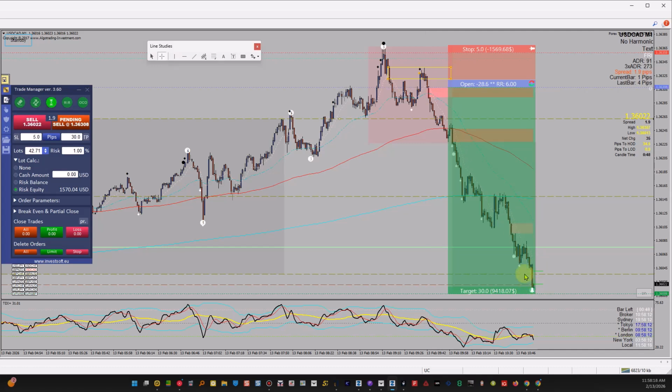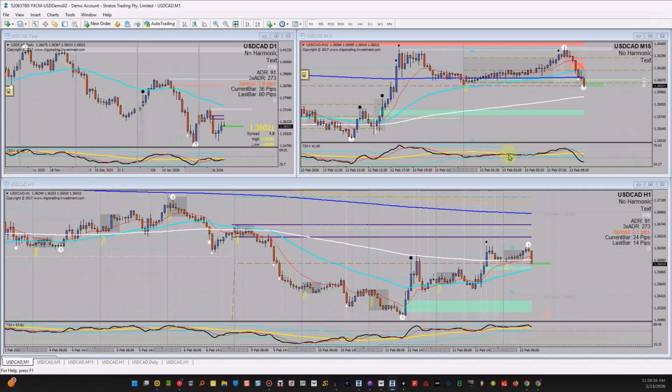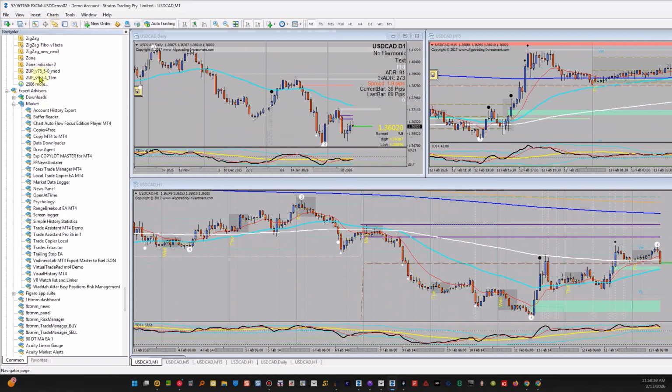77 minutes, so an hour, a little less than 90 minutes. All right, about an hour and 15 minutes or so. You're looking at a 6R return. So 1% risk would have brought you 6% on this one move on dollar CAD entering on the 1 minute time frame.